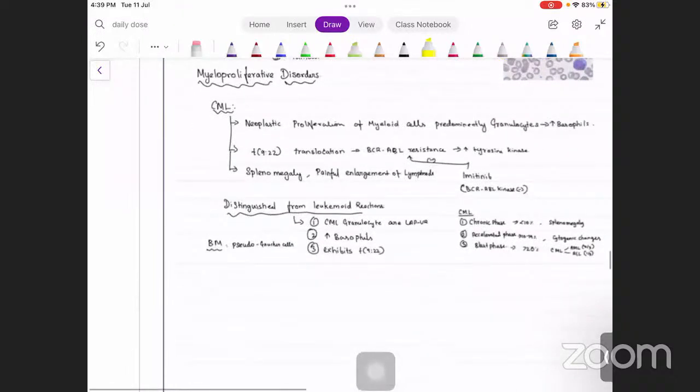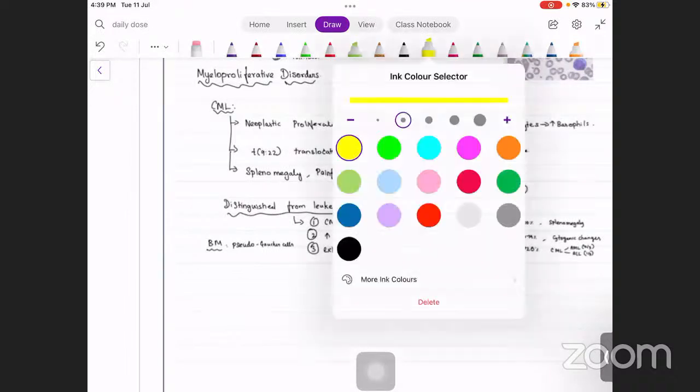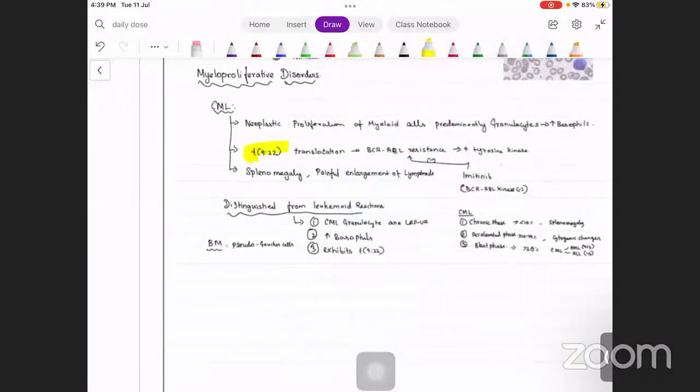And then you have CML, where you see BCR-ABL resistance, and you see the T(9;22) mutation. T(9;22) mutation with the BCR-ABL, where you see the tyrosine kinase will not work. So resistance can stimulate the tyrosine kinase.